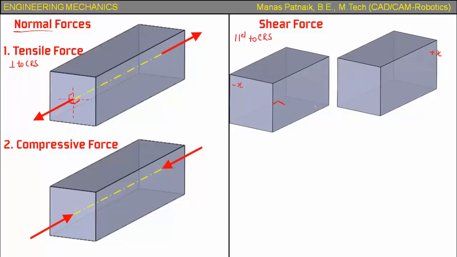Okay, and the force primarily responsible for such an action is what you refer to as a shear force. So basically that's the general idea of a shear force with respect to mechanical engineering or even civil engineering. Now let me show you a different case of a shear force.